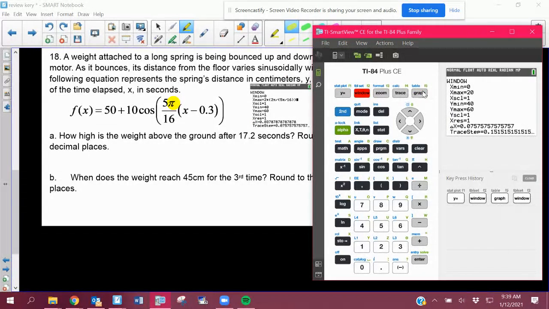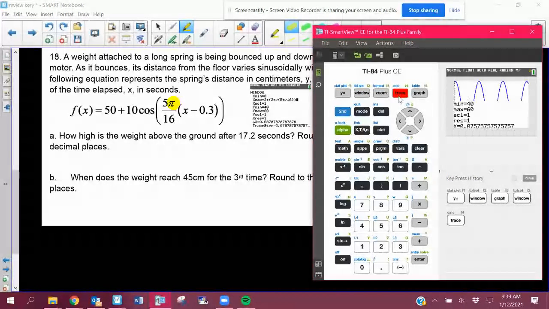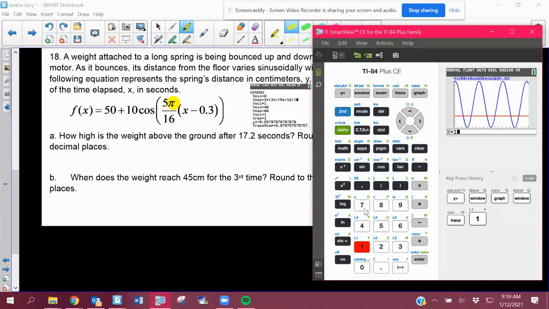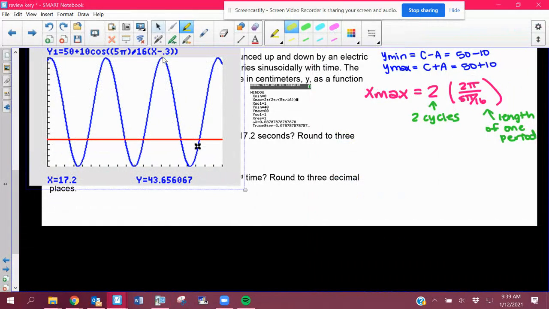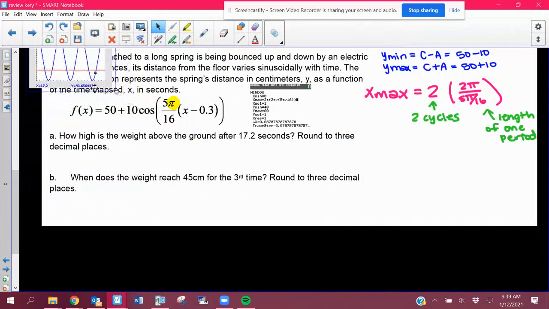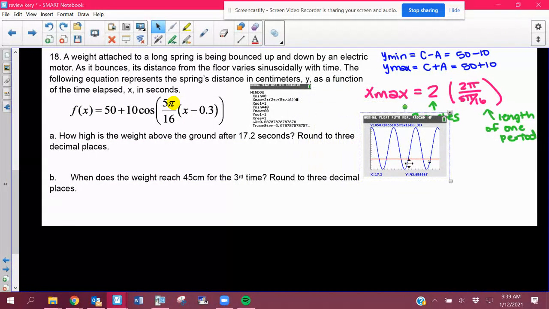So after that, once you have it graphed, if you want to find after 17.2, you can either go to the table, or if you just hit trace once and type in your x value, that'll get you your first thing. So this will be 43.656. I'm just totally going to be lazy and not even write it down. There's my answer. Okay, and then when does the weight reach 45 centimeters for the third time?